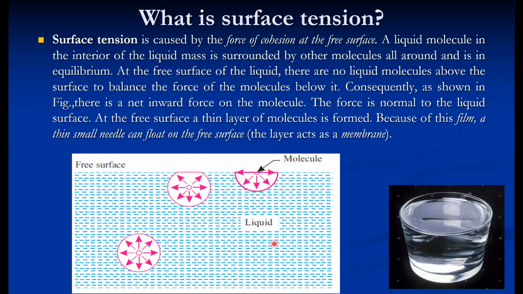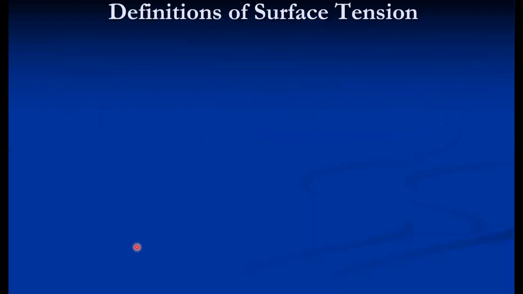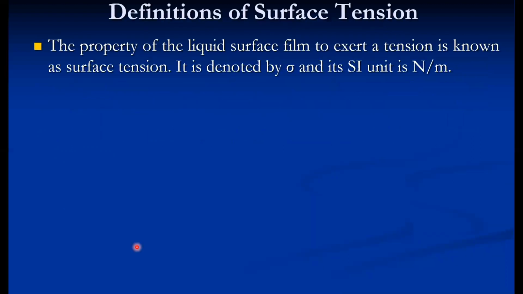The surface tension can be defined in many ways. Firstly, the property of the liquid surface film to exert a tension is known as surface tension. Whatever the film we have seen in the previous slide, that property of the surface film to exert a tension is known as surface tension. It is denoted by the letter sigma and its SI unit is Newton per meter.